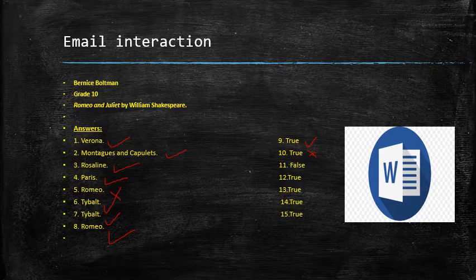The next answer, number 11, was correct. Number 12 is correct. Number 13 is correct. Number 14 was true and it's also correct. And number 15 is true. So in total, you got a mark of 13 out of 15. Well done. This shows that you have a very good understanding of the play, so you do know what's happening in the play. We're on track now. Let's continue.